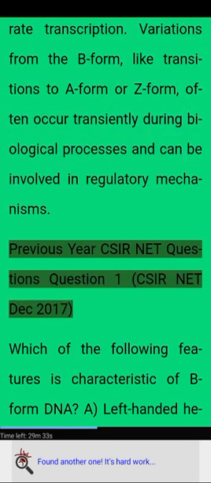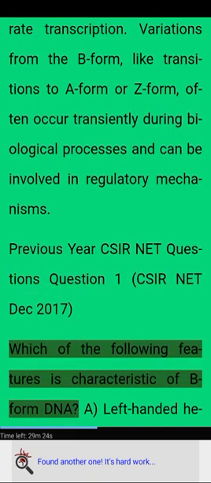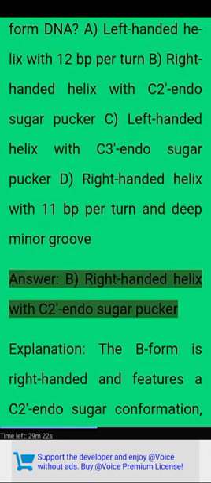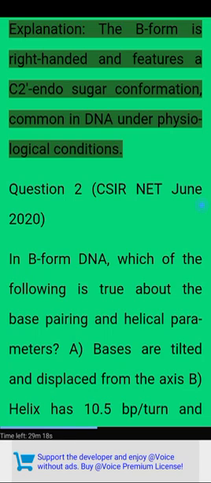Previous year CSIR-NET questions. Question 1, CSIR-NET December 2017. Which of the following features is characteristic of B-form DNA? A. Left-handed helix with 12 base pairs per turn. B. Right-handed helix with C2' endo sugar pucker. C. Left-handed helix with C3' endo sugar pucker. D. Right-handed helix with 11 base pairs per turn and deep minor groove. Answer: B, right-handed helix with C2' endo sugar pucker. Explanation: the B form is right-handed and features a C2' endo sugar conformation, common in DNA under physiological conditions.